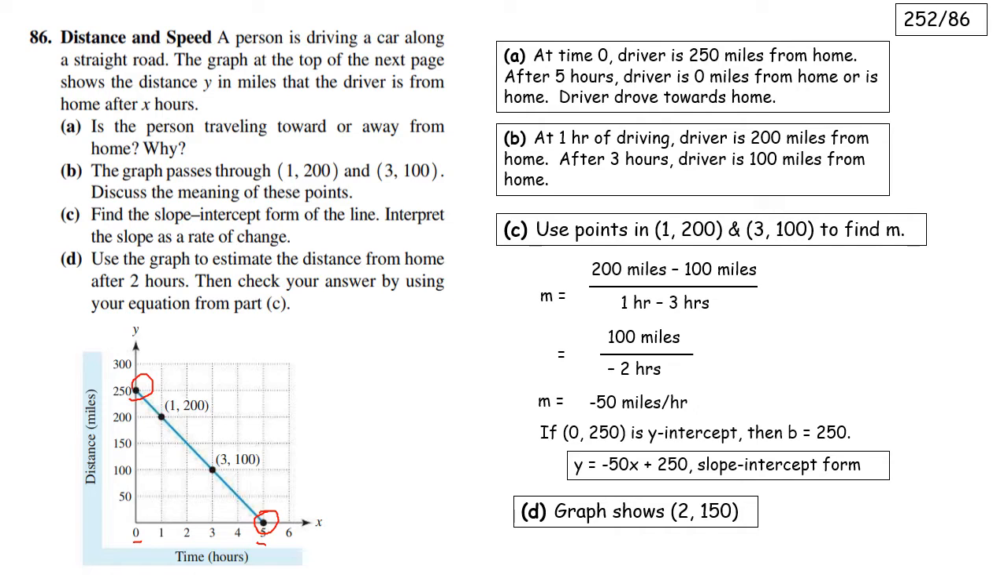Part D says use the graph to estimate the distance from home after 2 hours, and check your answer using your equation from part C. So looking at the graph, after 2 hours, we see that the driver is about 150 miles from home. If we let x equal 2 and use our equation in part C, we will get y equals negative 50 times 2 plus 250, which is equal to 150. So the answers for parts B, D, and C check out.